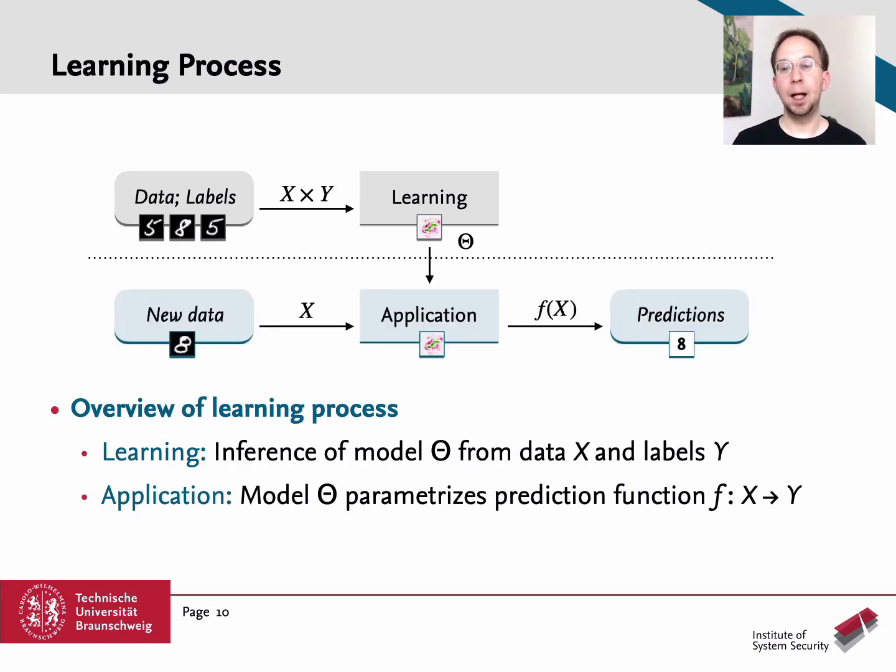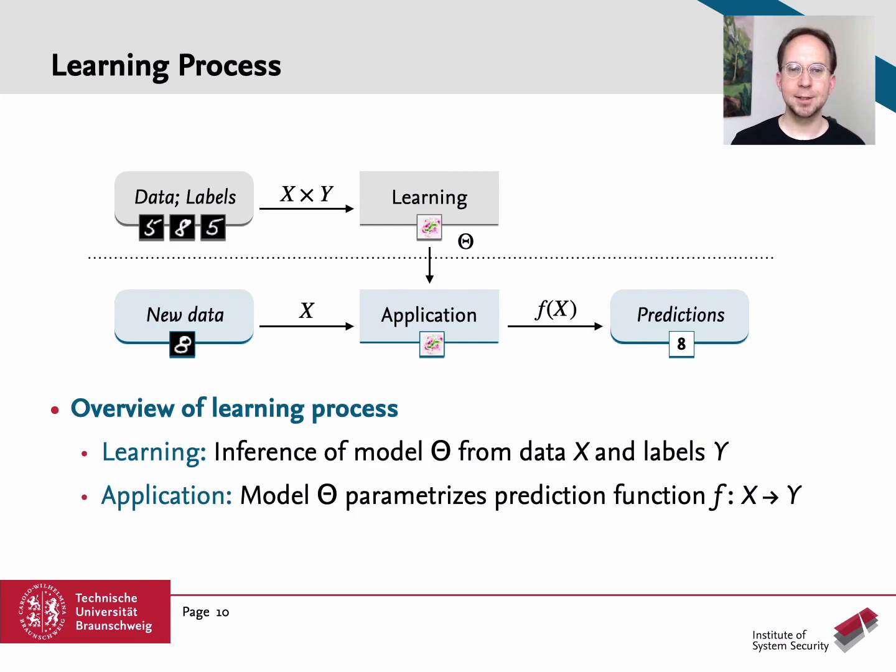And then we can apply this learning model, theta, to unseen data. This is the new 8 in the bottom. And then we can apply the dependencies and get a prediction. This is the digit 8. And we do this using a prediction function f, and this function f is parameterized using this learning model theta. This is the most basic and simple form of describing learning.